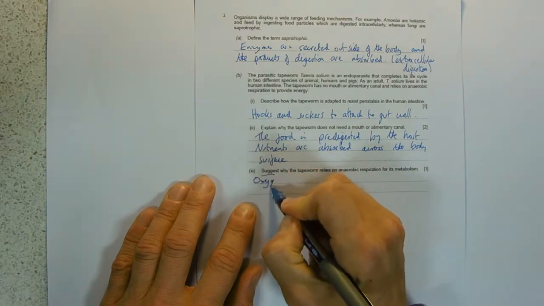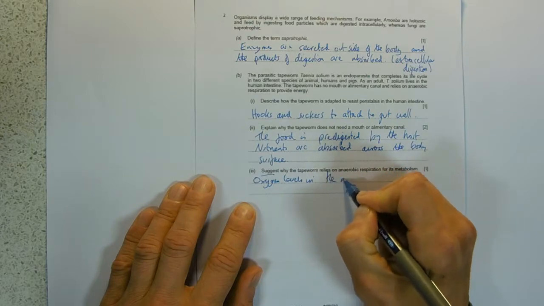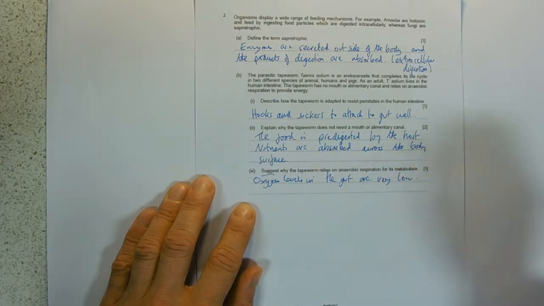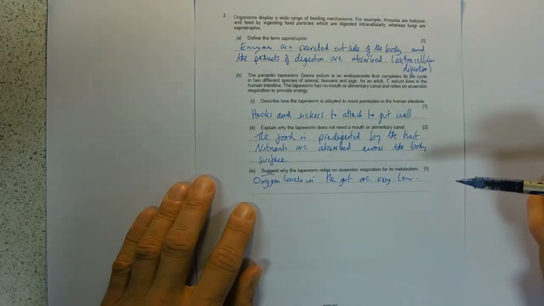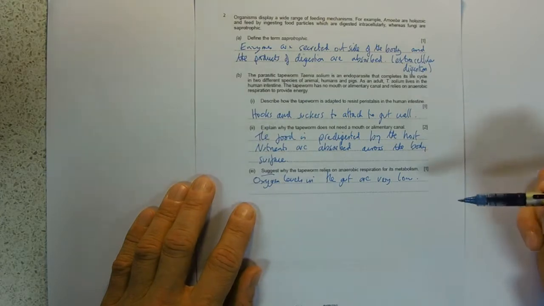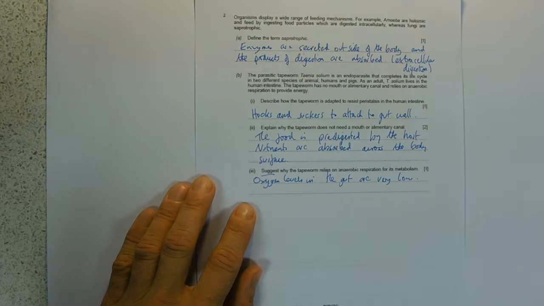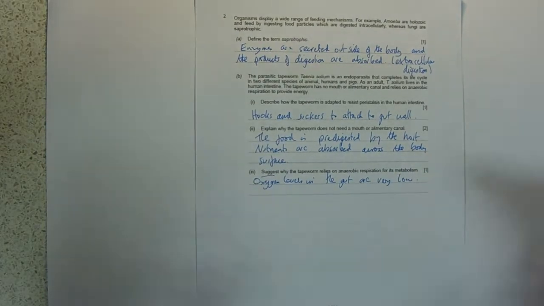So oxygen levels in the gut are very low. Another possible thing you could suggest is that you can get away with anaerobic respiration because this tapeworm isn't doing a lot of moving, got a low metabolic rate, that sort of answer. But go for the obvious. Oxygen levels are very low.